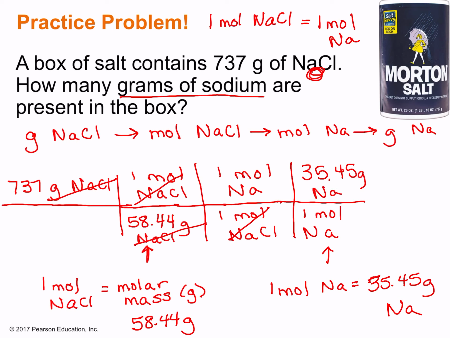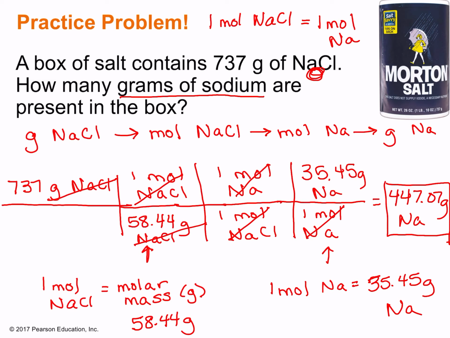Then we're going to double check and make sure moles of sodium cancels moles of sodium. And then we are left with grams of sodium up on the top, which is what we were looking for. So now we can type that whole thing in our calculator: 737 times 1 times 1 times 35.45 divided by 58.44 divided by 1 divided by 1, and we will get 447.07 grams of sodium. Lots of sodium.